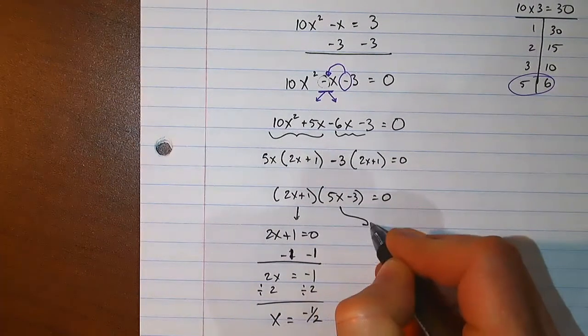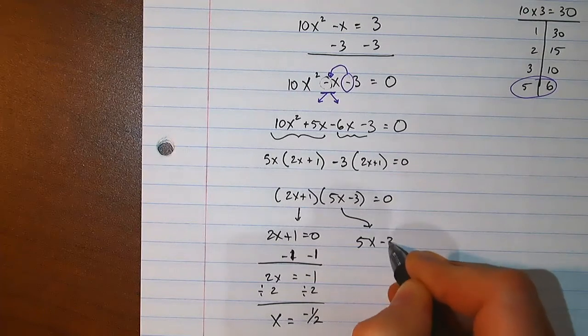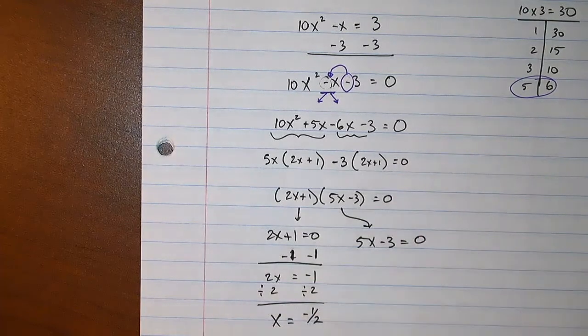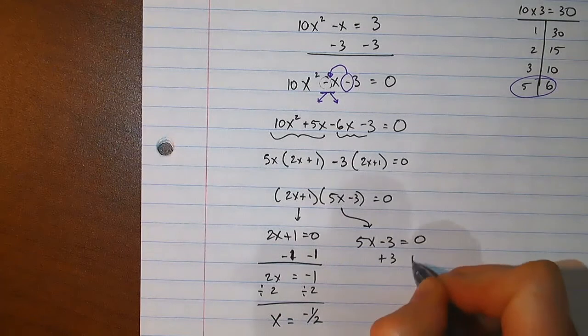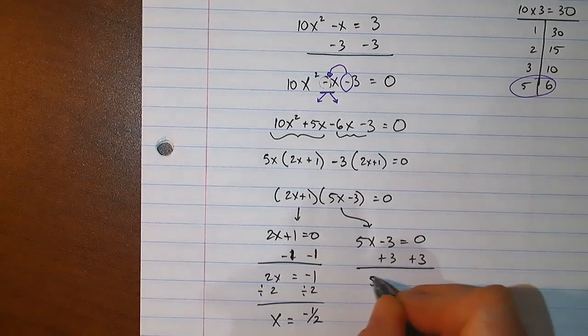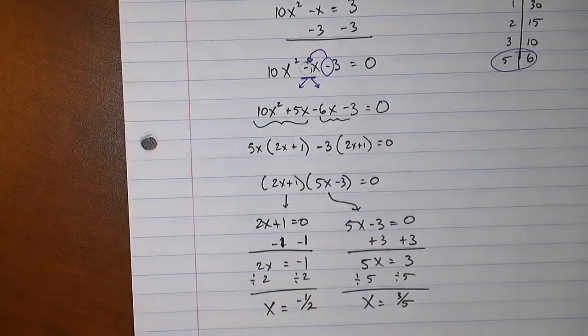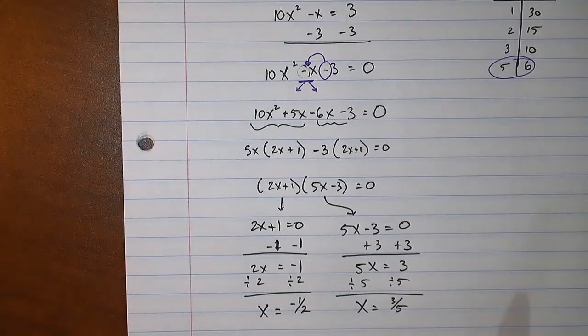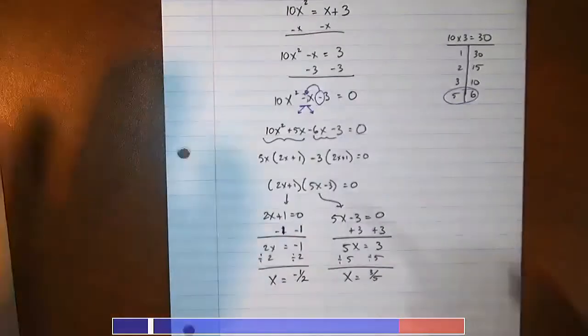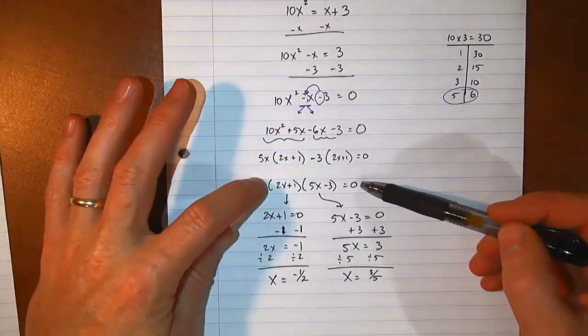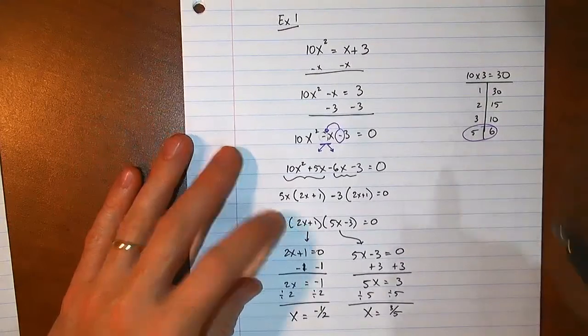My other answer is going to be when I set 5x minus 3 equal to 0, add 3 to both sides. That gives me a 5x equals 3. And now divide both sides by 5. And I get x equals 3/5. And so those are my two answers to this particular problem. I knew I was going to get two answers because when I factored it, I ended up with two different factors.